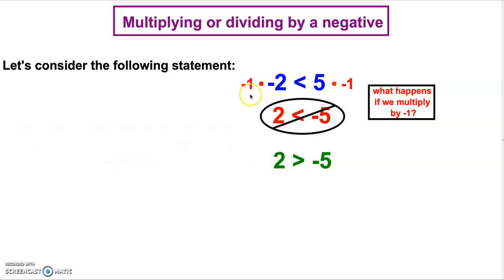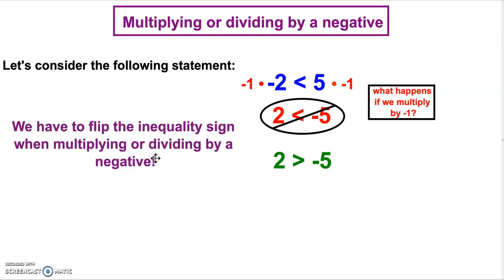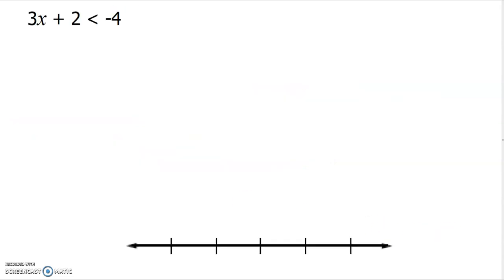So what about dividing by a negative? That would have given us the same result. -2 divided by -1 is a +2. +5 divided by a -1 is a -5. So we still would have had to flip the inequality. So we have to flip the inequality sign when we multiply or divide by a negative. All right, so let's look at some examples where we have to solve and graph our solution.